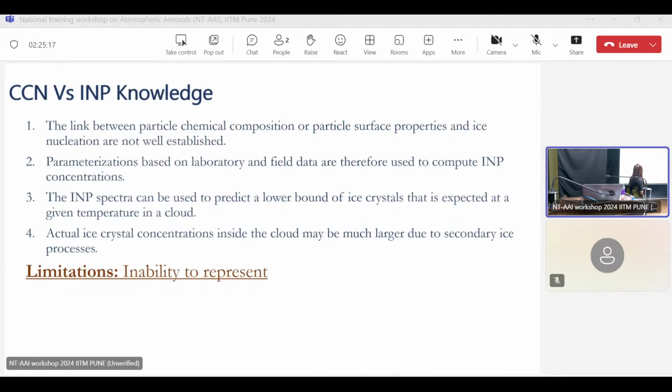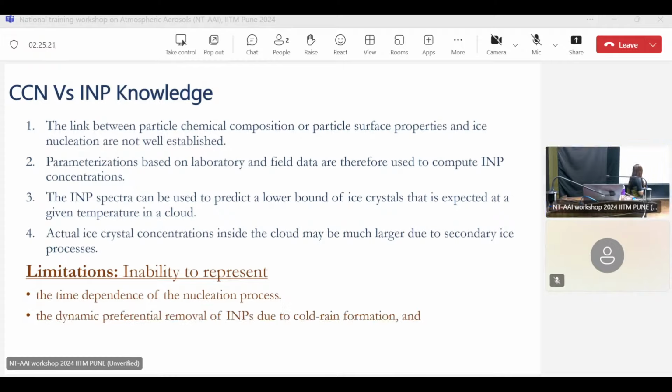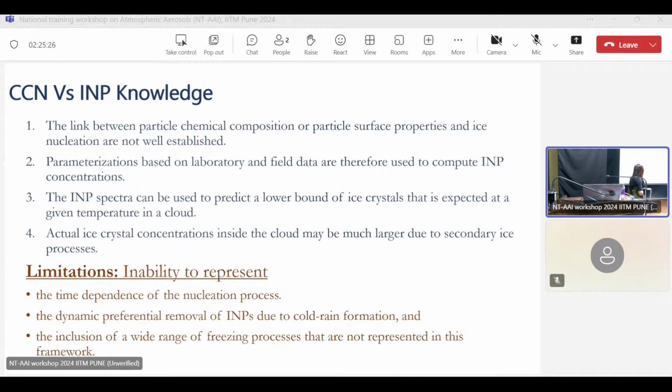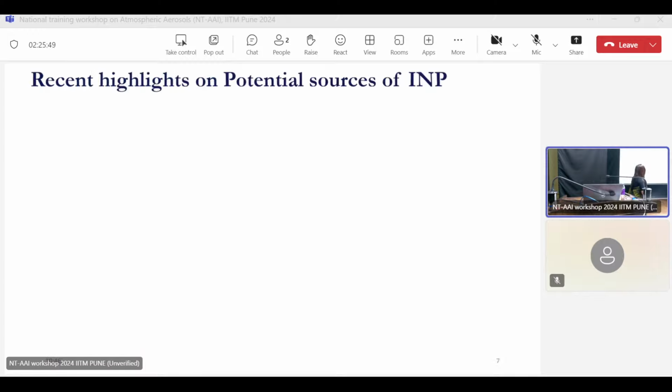So what are the limitations of all of this INP spectra? The inability to represent the time dependence of the nucleation process, the dynamic preferential removal of INPs due to cold rain formation, and the inclusion of a wide range of freezing processes that are not represented in this framework. We are using several types of instruments to understand INP concentration, but these limitations remain with us. So tomorrow, if you're planning your PhD research, you can look for answers to these questions which we have at present.